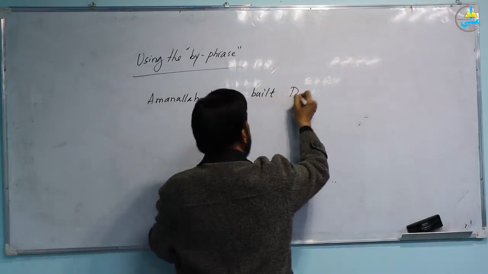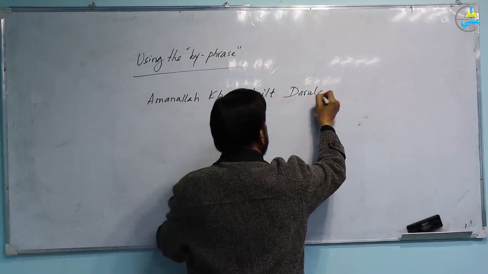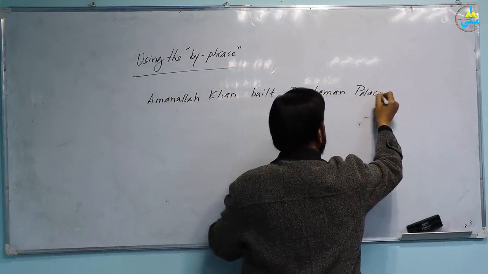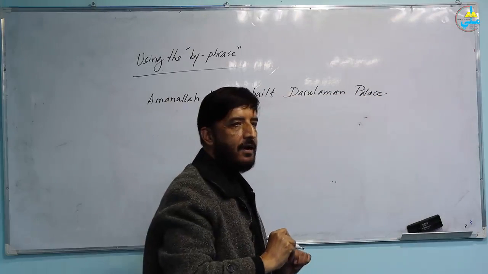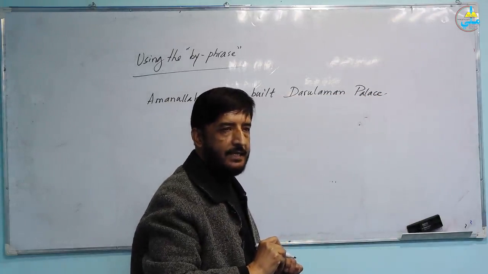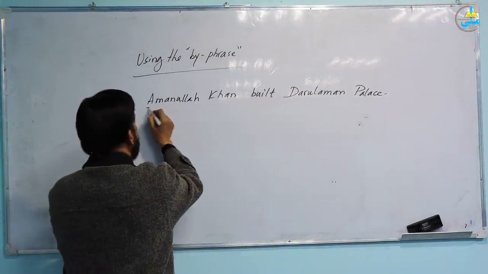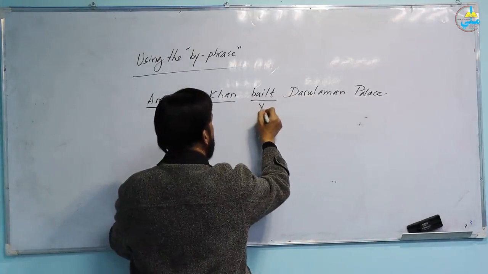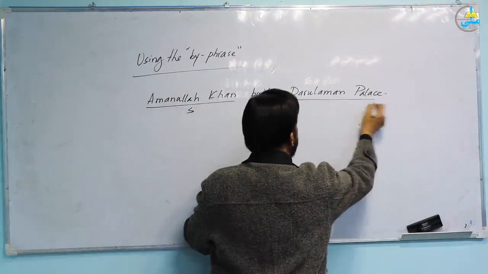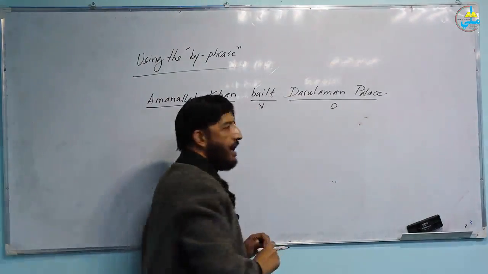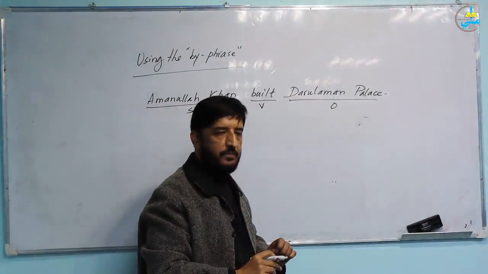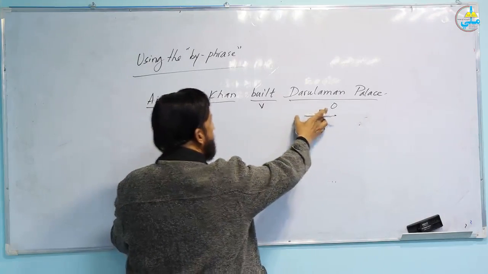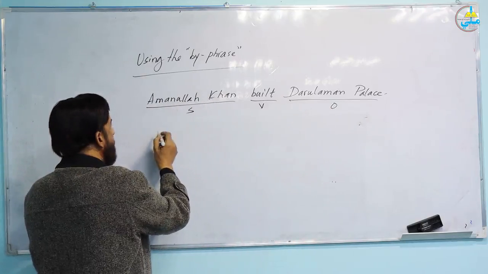Amanullah Khan built Dar-ul-Aman Palace. Amanullah Khan built Dar-ul-Aman Palace. Here, Amanullah Khan is the subject, built is the verb, and Dar-ul-Aman Palace is the object. Now, if we change it to passive, we bring the object to the front of the passive sentence. How?